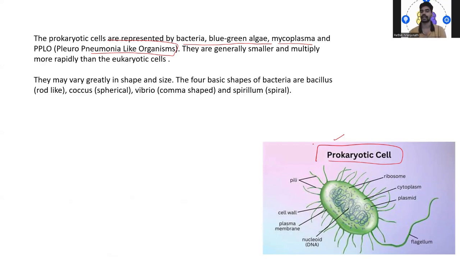They may vary greatly in shape. One bacterium might vary from another bacterium or green algae, so the cell shapes vary. But the four basic shapes of bacteria are the rod-like structure, called bacillus, coccus, which is a spherical structure, vibrio, which is comma-shaped, and spirillum, which is spiral-shaped. If you remember biological classification, you'll understand it.